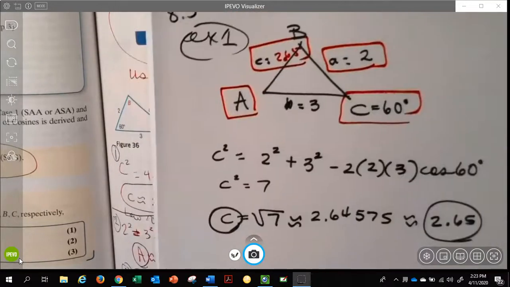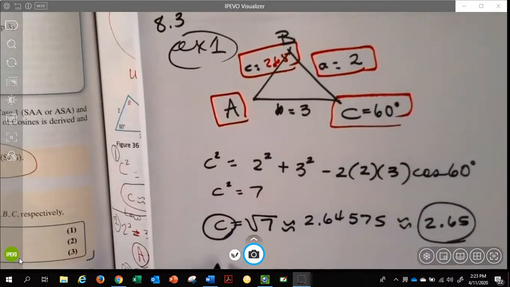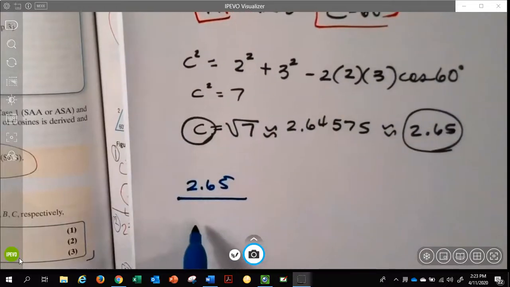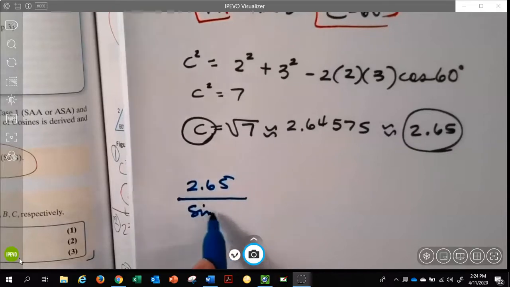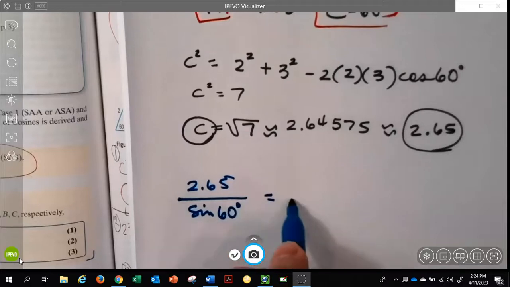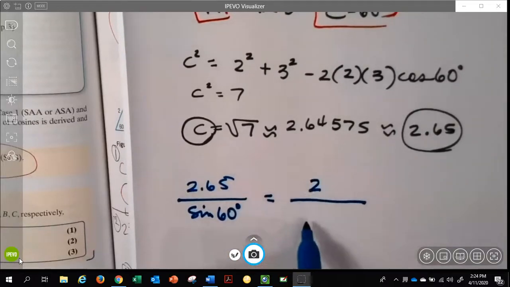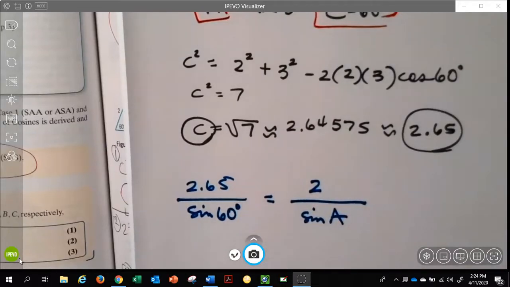So to do that, we're going to use the law of sines. The law of sines says I take my side, and you can't see me writing, and I'm going to put it over, and this is where you've got to be so careful. Am I doing the cosine rule or the sine rule? We're going to do sine of 60, where our shortest side is 2, and we're going to be looking for sine of A.